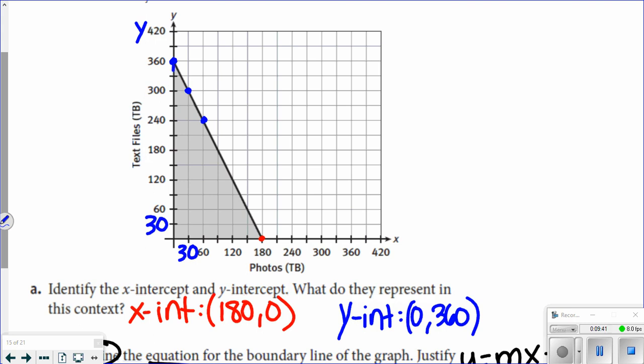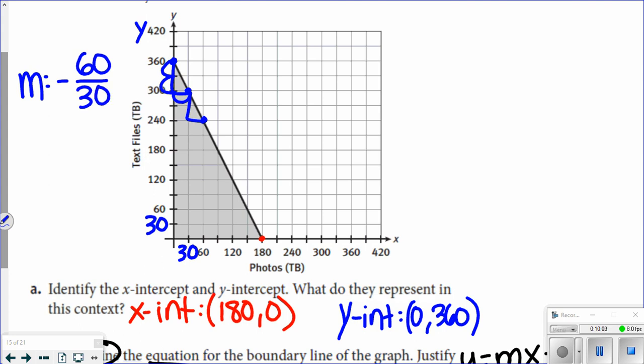So I'm going down. So I know that my slope, my rise over run, my m, is going to be a negative. 30, 60. 2 boxes is 60. From 360 down to 300, we went down 60. And then from 0 to 30, one box is 30.